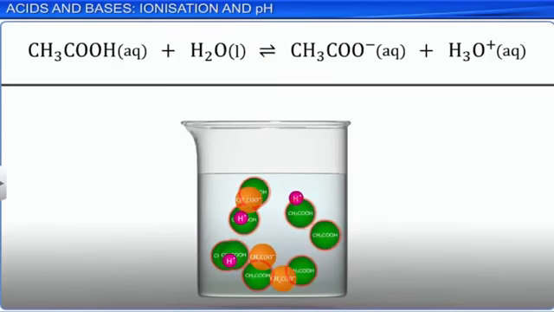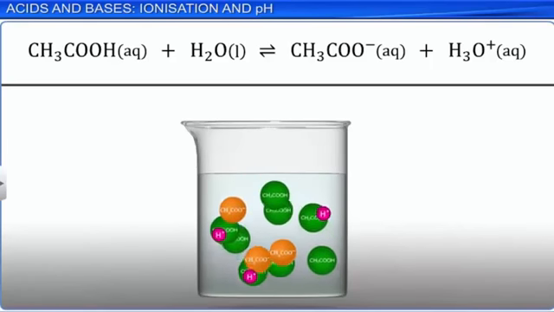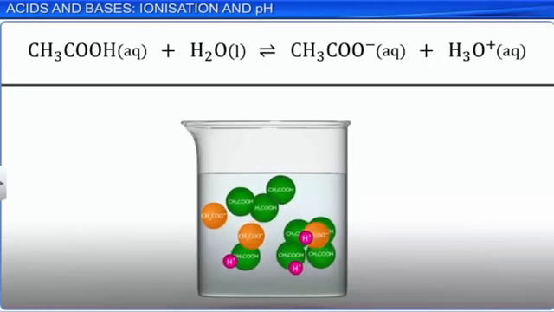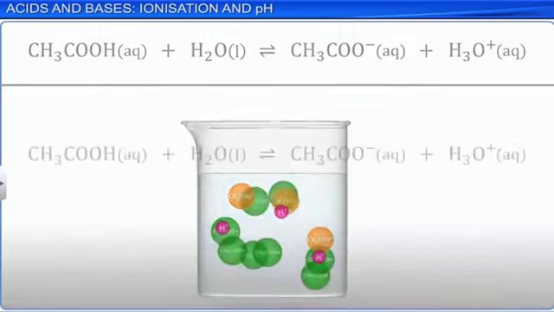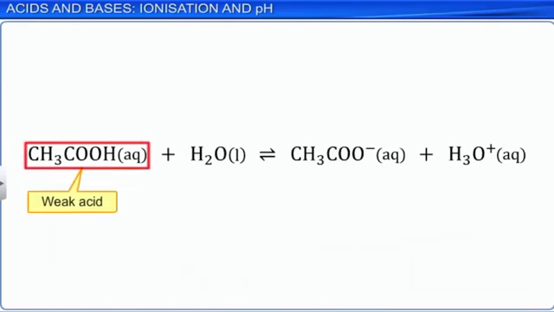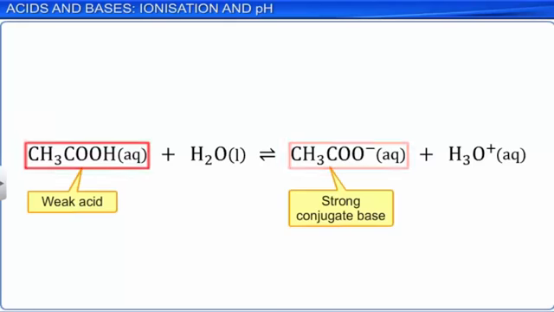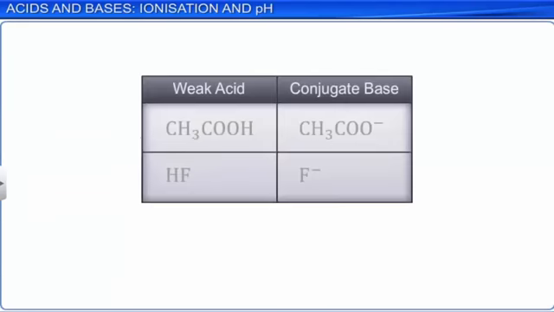This clearly indicates that the acetate ion strongly attracts the protons in the water, and thus it is a strong base compared to the water molecule. Hence, you can infer that a weak acid has a strong conjugate base. Weak acids like acetic acid CH3COOH and hydrofluoric acid HF have very strong conjugate bases like acetate ion CH3COO- and fluoride ion F- respectively.